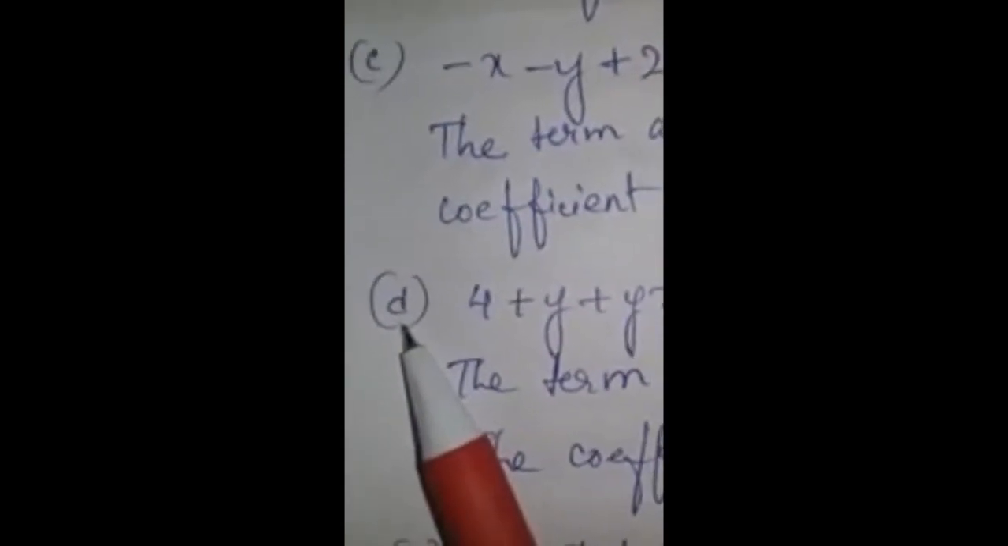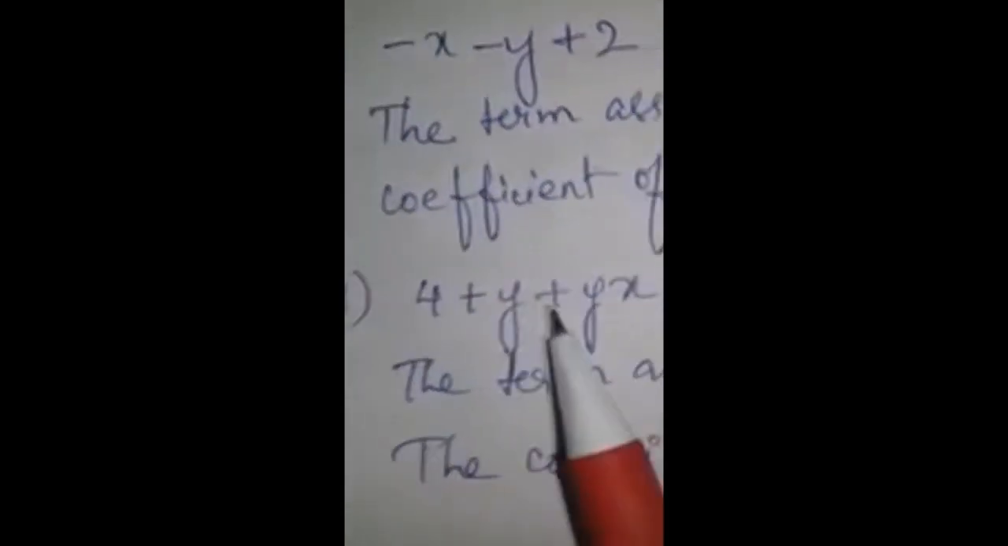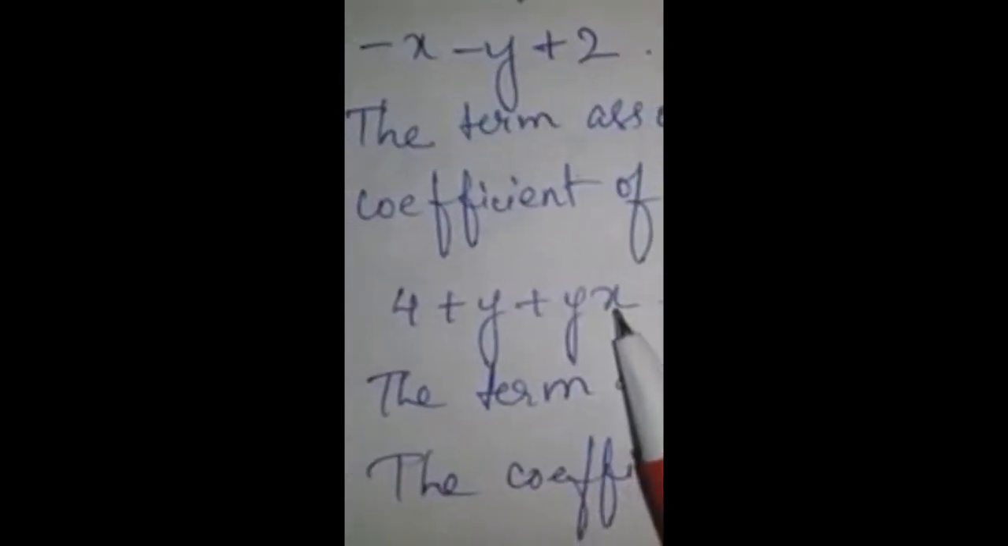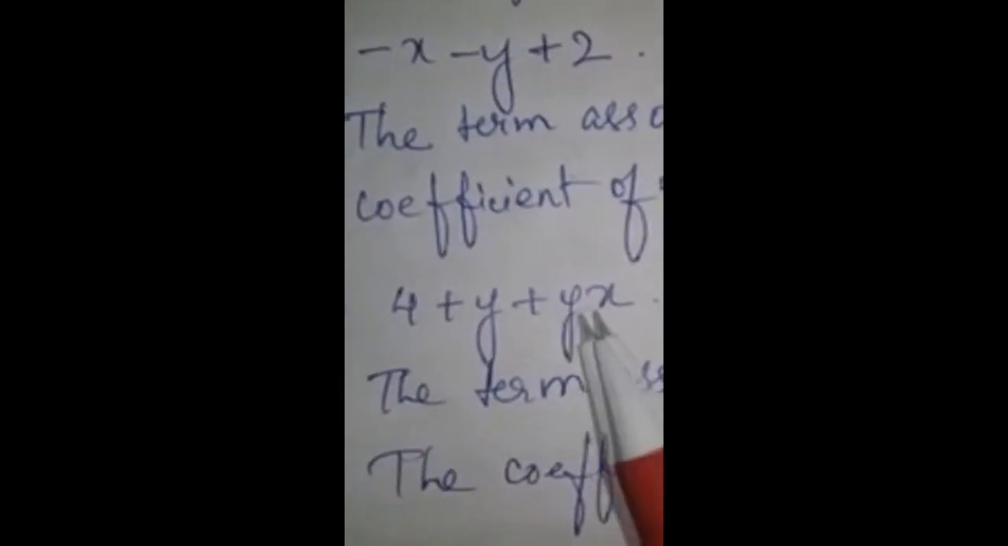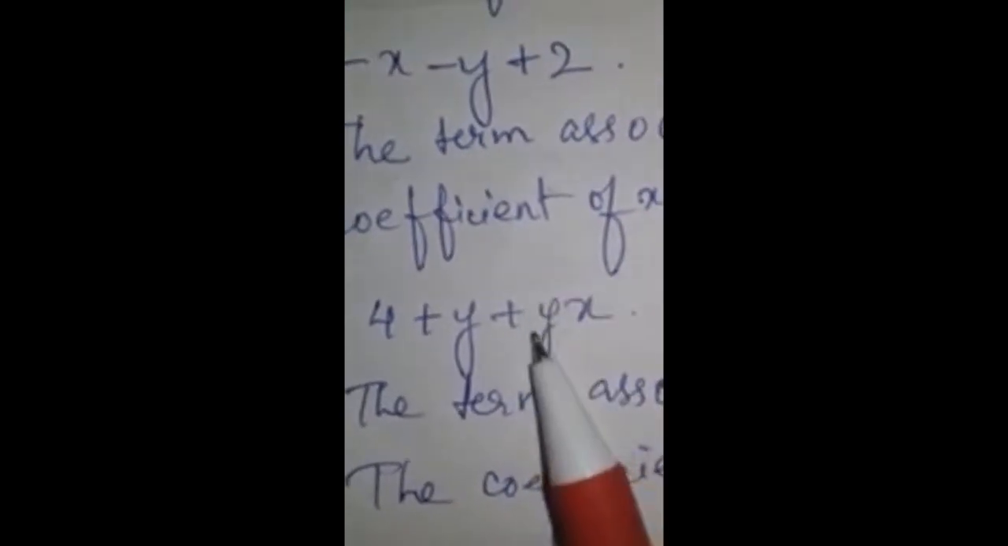Now come to part D. Here you have 4 plus y plus yx. So here the term associated with x is yx, and for the coefficient of x you will have to just see what number or variable is attached with x. You can clearly see that y is attached with x. So this y will be the coefficient of x.